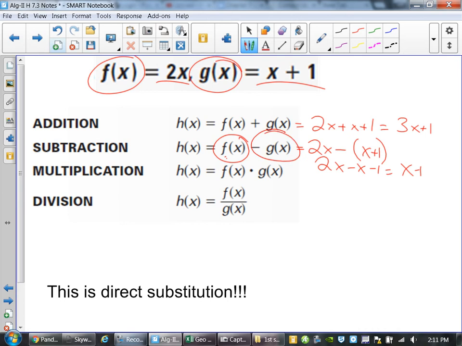Okay? Okay, good. Multiplication, same deal. It's just multiplying. You get 2x times x plus 1. What do you get when you multiply those two together? 2x squared plus 2x.